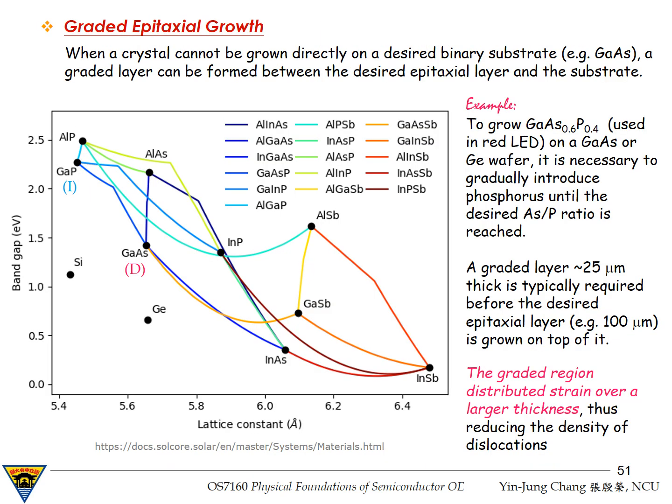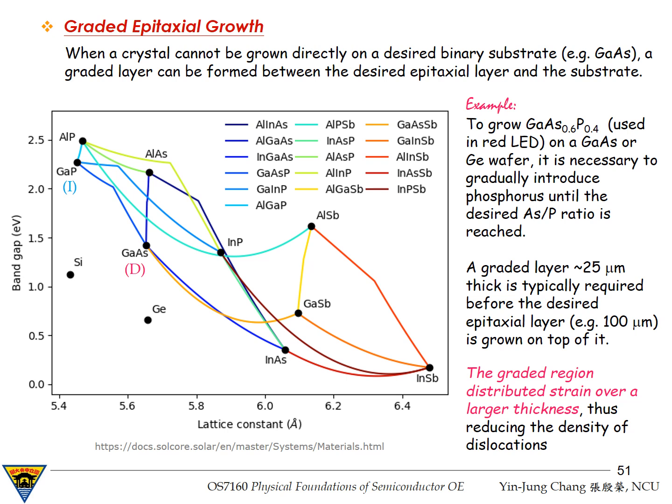Now let's consider the situation shown on this slide. Suppose we want to grow a material with a significantly different lattice constant on a substrate. For example, growing GaAs 0.6 P 0.4 on a gallium arsenide or germanium wafer. If we attempt to grow it directly, the lattice mismatch may be too large, leading to high dislocation density. So what do we do? We introduce a graded epitaxial layer.